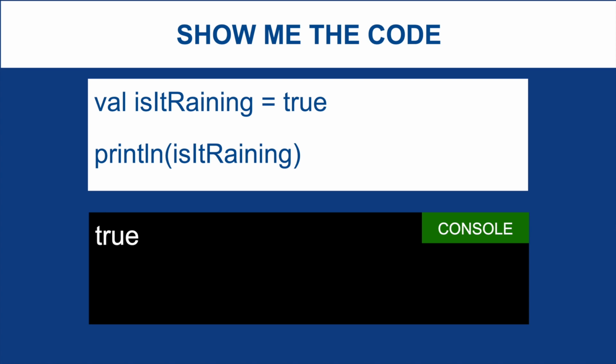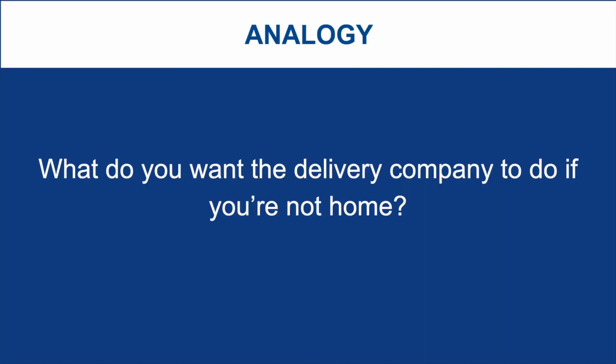And we are actually going to go through some examples later on, so you will see this in action very soon. However, this by itself is not very interesting. So let's try to make this a little bit more interesting by giving a practical example of how you can use control flow and Booleans to guide your program to make decisions. The analogy is, what do you want the delivery company to do if you're not home?